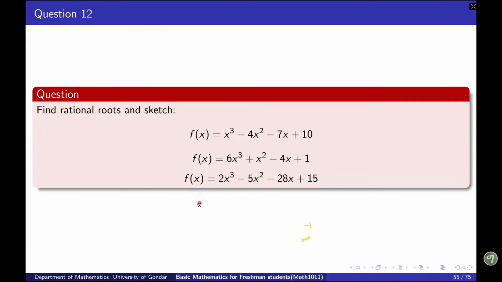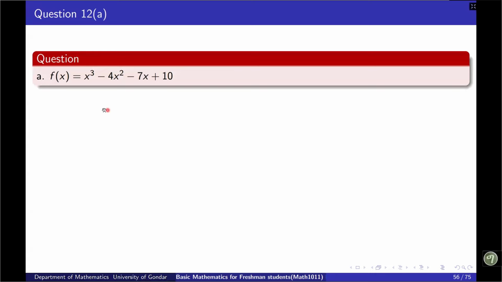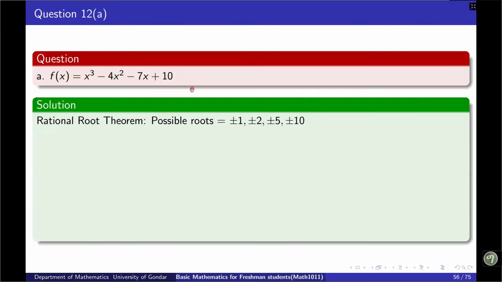Next question, number 12. Question number 12 will be: find the rational roots, and just sketch the graph of the given function. Let us see the first one. The first polynomial function is f of x equals x cubed minus 4x squared minus 7x plus 10. So the rational roots of the given polynomial function are found when we apply the rational root test.